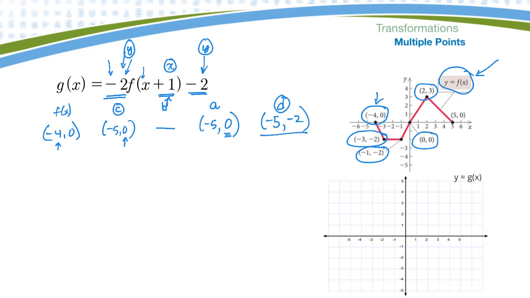So if I were doing the transformed graph, I would go to minus 5 and minus 2, and I'd put a dot. And that dot is the transformed version of that dot.